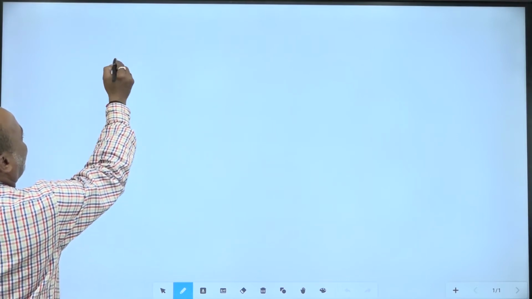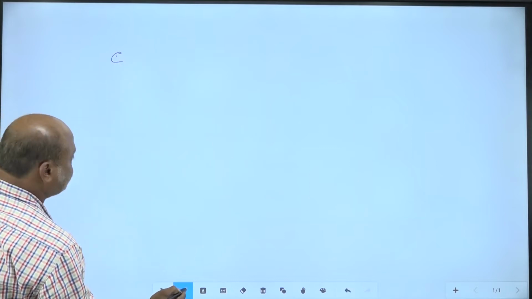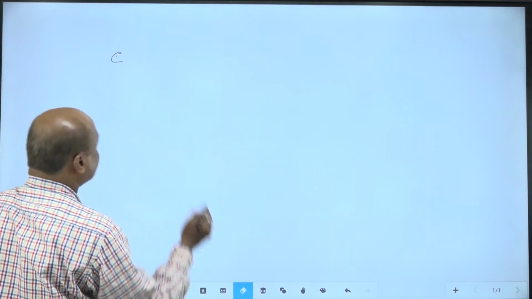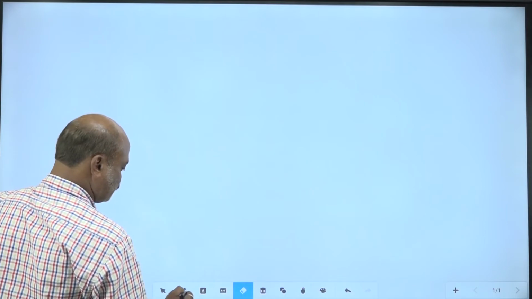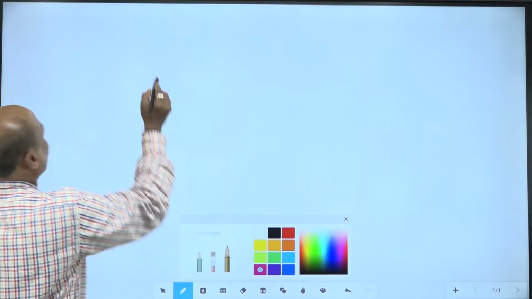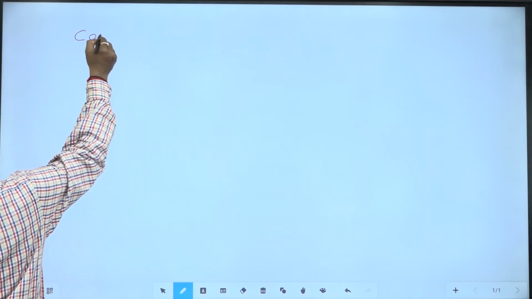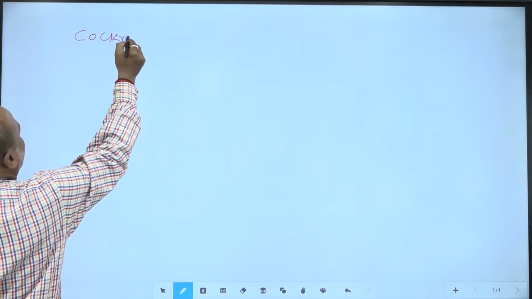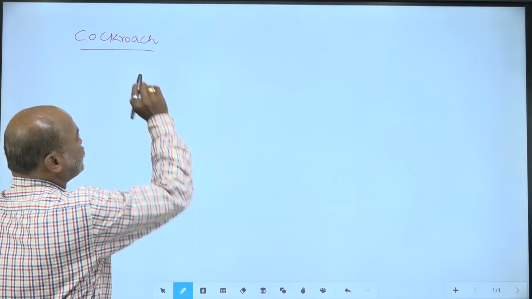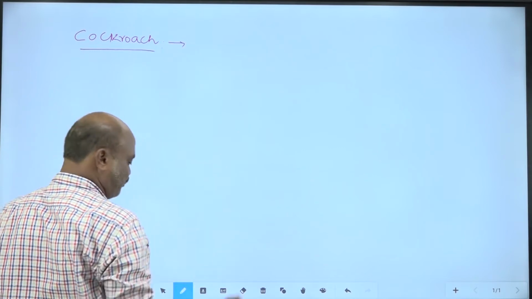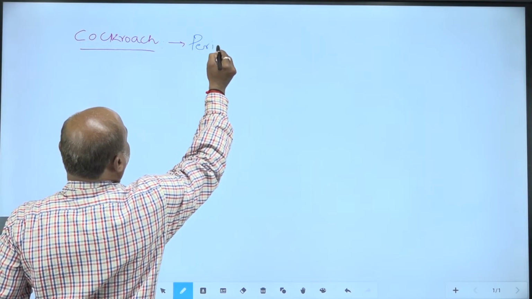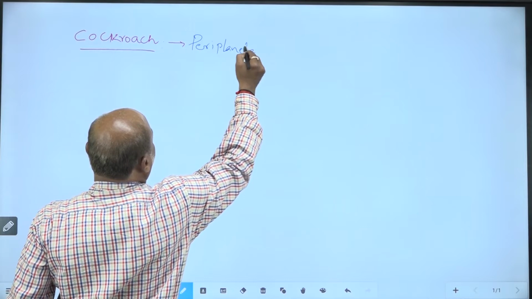So Periplaneta americana. Cockroach. Cockroach, scientific name Periplaneta americana. It's a scientific name: Periplaneta americana.